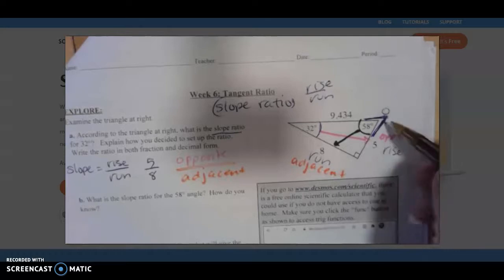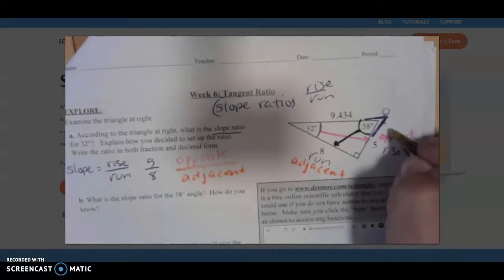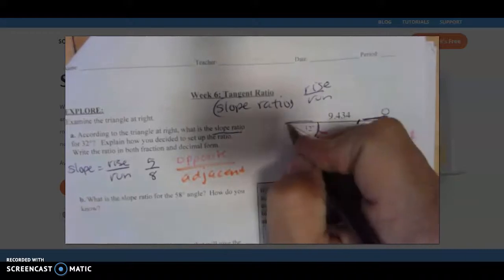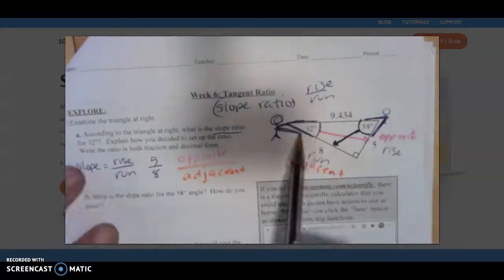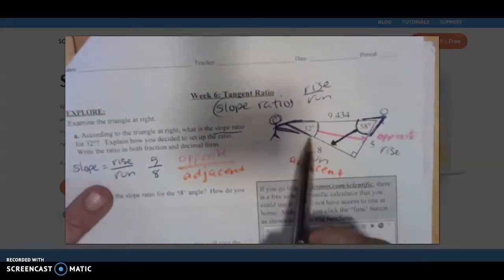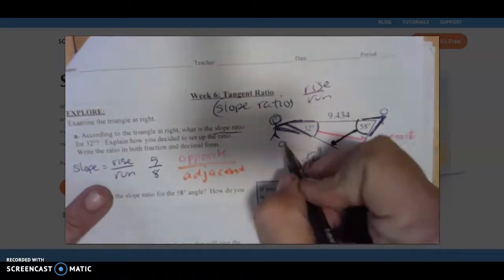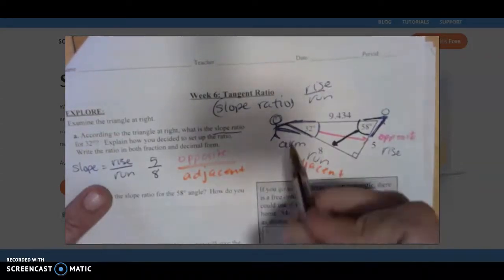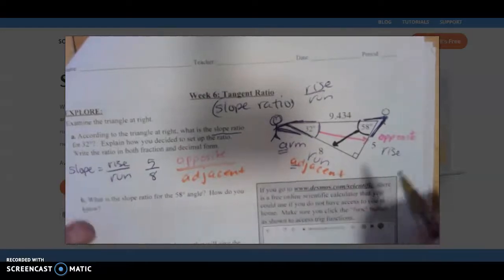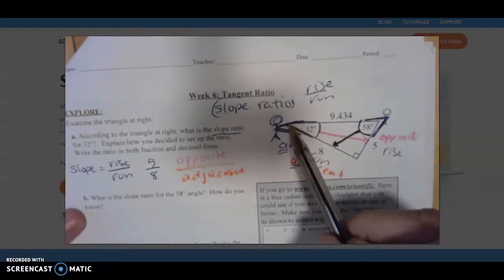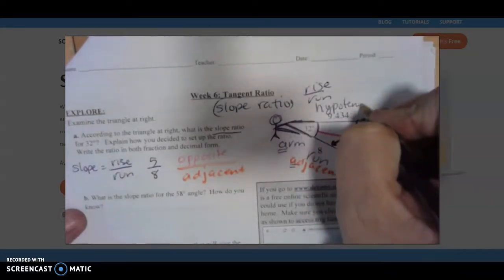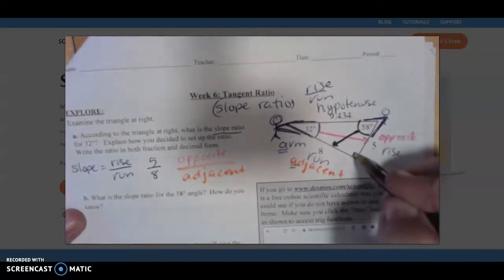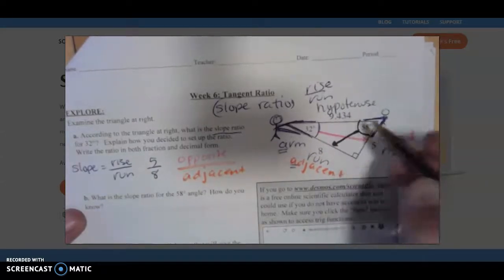So the adjacent, I'll do it with the 32, so I already have the words written down. If these are my arms, right? These are my arms. Adjacent is always the one where your arm is touching. So you have the A for arm, A for adjacent, to help you remember. The other side that your arm is going to touch is going to be the hypotenuse. Remember, we always know that the hypotenuse is the one across from 90 degrees.